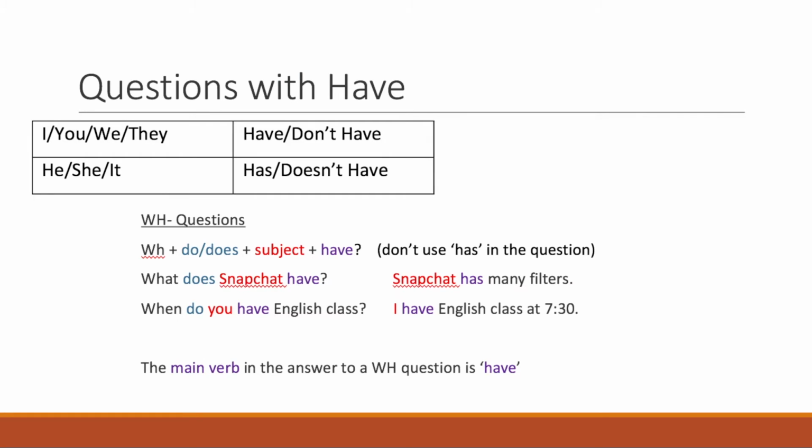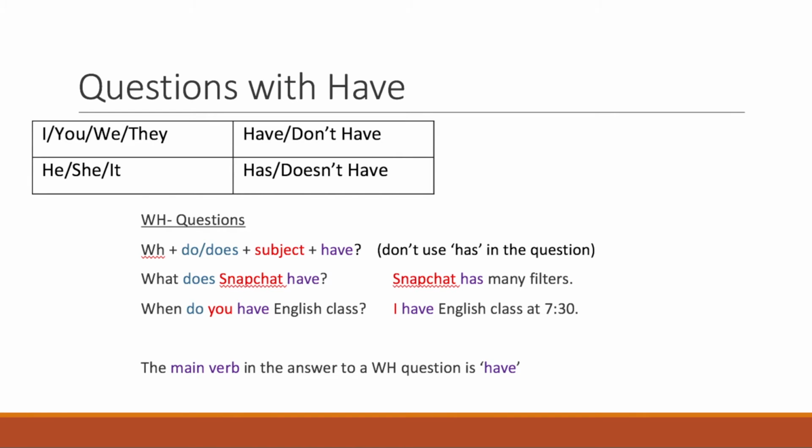Again, for questions with have, for subjects I, you, we, they, we use have or don't have. For subjects he, she, and it, we use has or doesn't have. Again, we change do and does in question forms to match the subject. For WH questions, we start with our question word, who, what, when, where, why, or how, plus do or does, then the subject, and have. Again, we don't use has in a question.